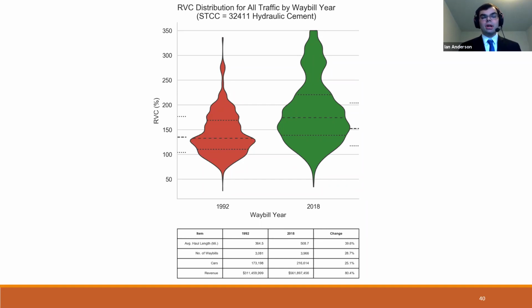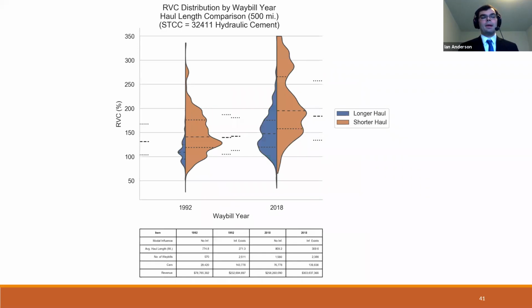So, for hydraulic cement, we can see that the increase in RVC ratios is outpacing the increase for carload traffic generally. Next, let's look at the violin plot for hydraulic cement again, but this time segmented on haul length. This violin plot juxtaposes the probability densities for longer haul and shorter haul movements, giving us a more granular insight into RVC ratios depending on the haul length bucket.